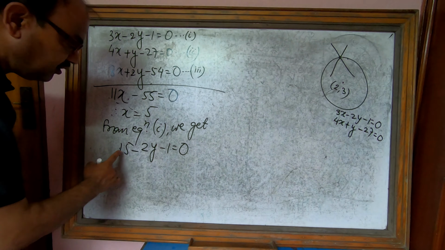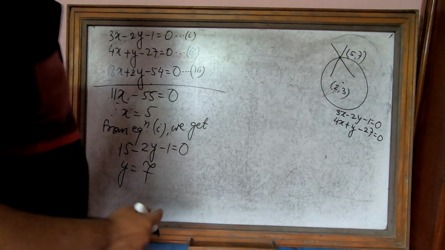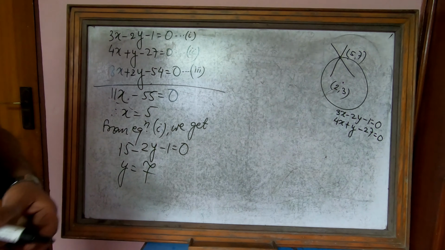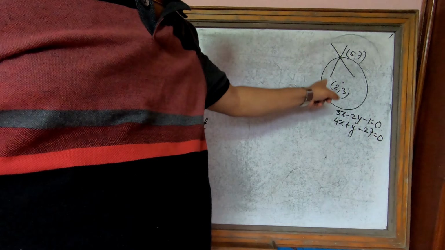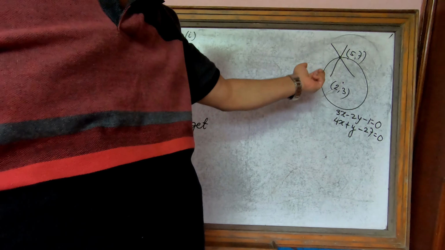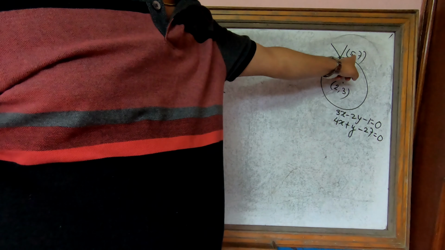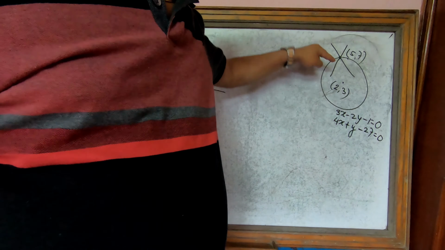X and y are the values of this point, 5 and 7. These are the coordinates of this point of intersection, which is on the circumference, because the question says the circle passes through the point of intersection. So this circle passes through the point 5, 7. Now the distance between 5, 7 and 2, 3 will give you the length of the radius.